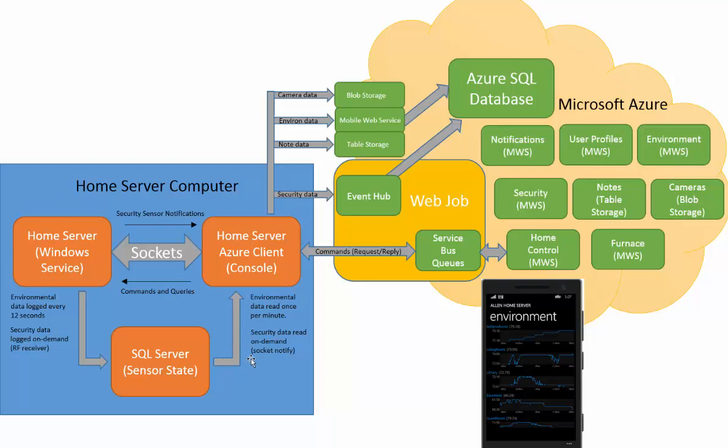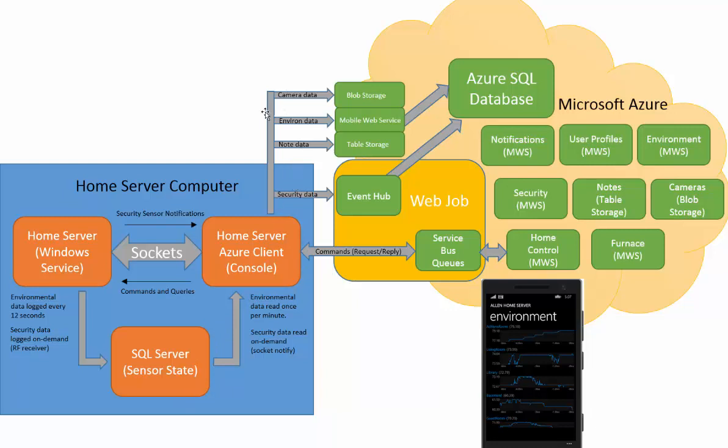It also has an interface for uploading the security data on demand using event hubs. That information is more sporadic. It doesn't occur every minute. It occurs whenever it occurs. Whenever somebody opens a door, that information is logged to SQL Server. A socket message is sent to the home server Azure client. When it gets that socket ping from the Windows service, it goes into the database to see what happened, and then it uploads any of that information.